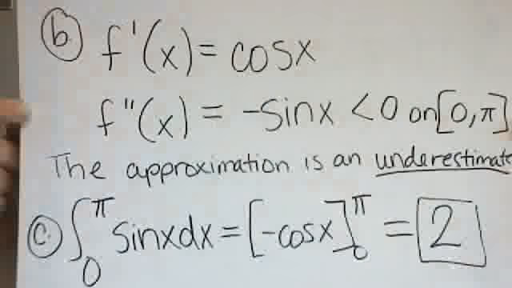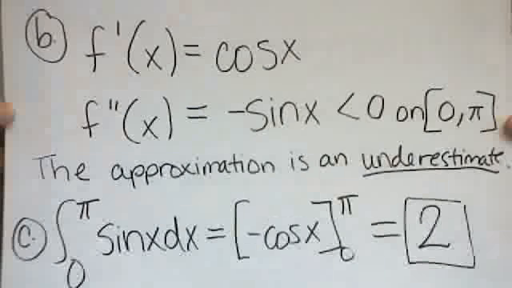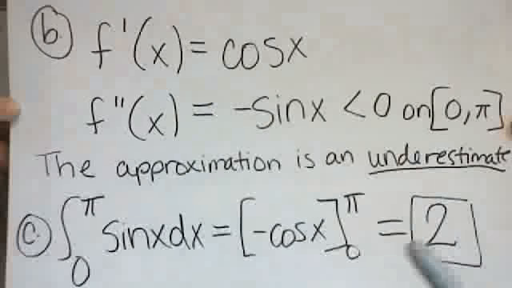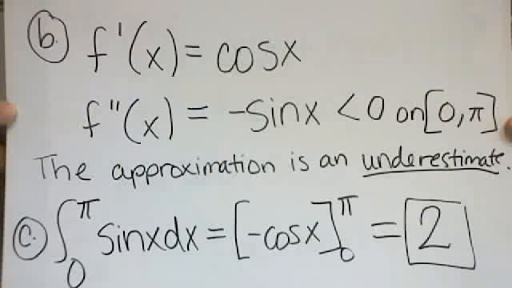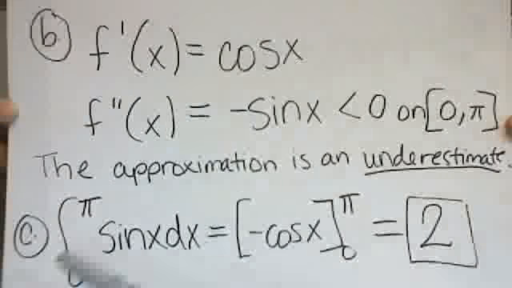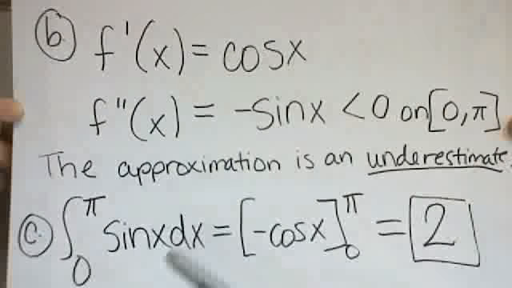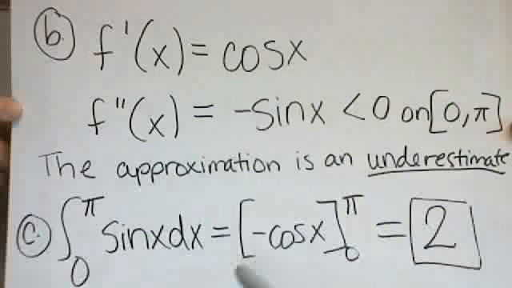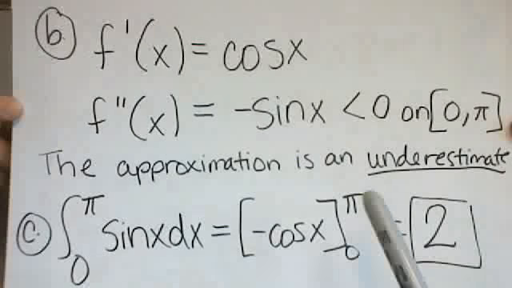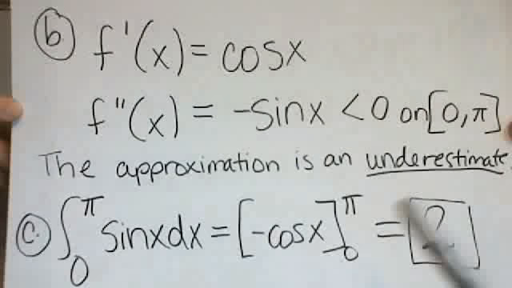Underestimate, my bad. Okay, so for part C, it asks us to find the integral's exact value. So this is simple. You just integrate sine of x, and then you get negative cosine of x because that's its antiderivative. From 0 to pi, plug the values in, solve, you get 2.